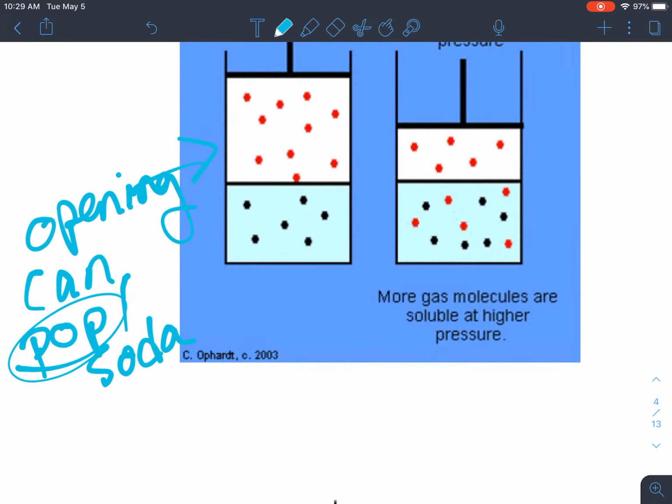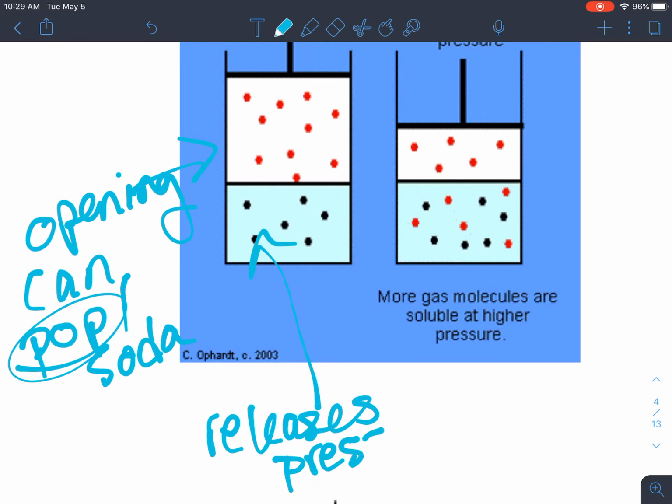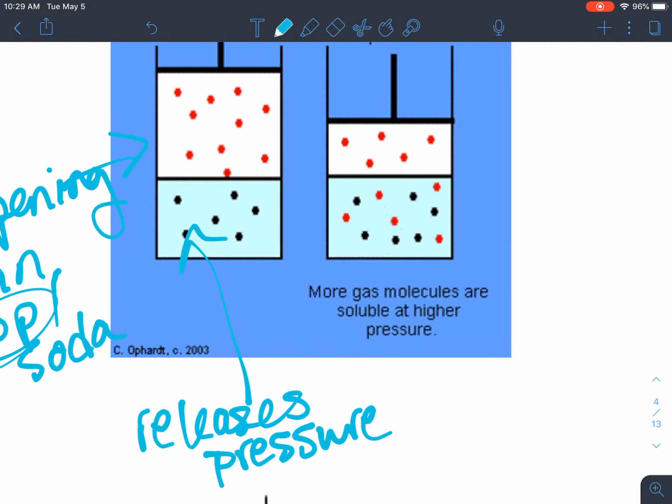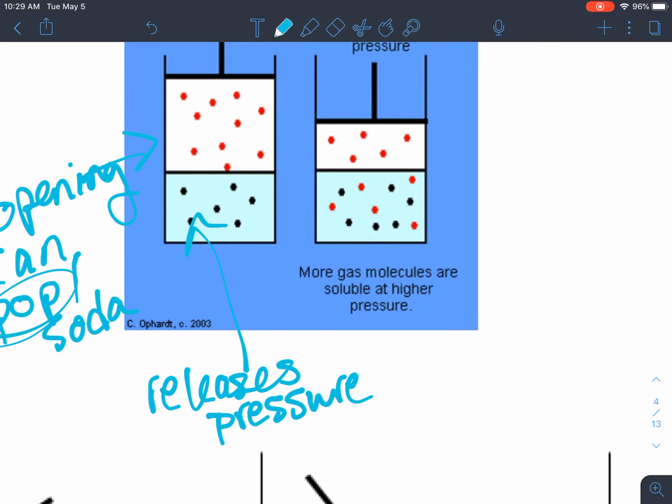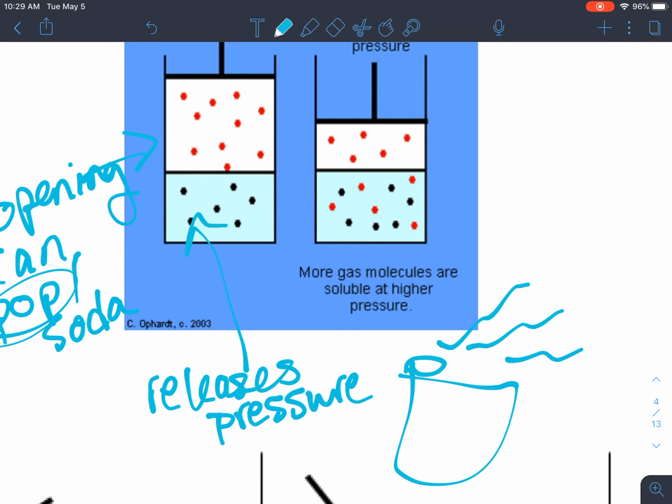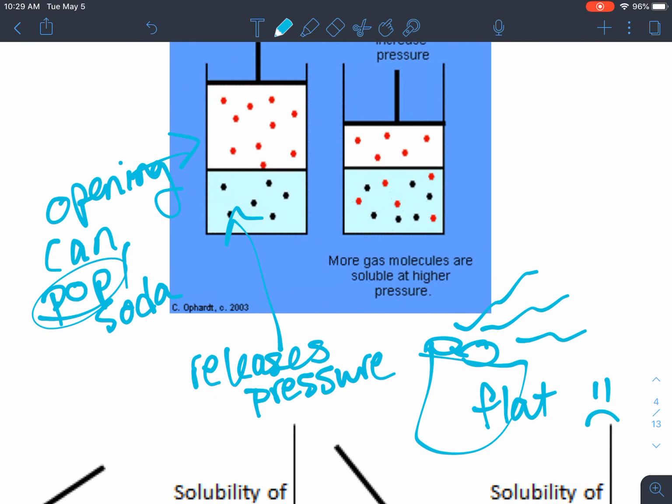But if you open it, that releases the pressure above that solution, and therefore eventually those gas molecules leave the little can of pop, and then it gets flat and it tastes gross. Well, maybe it tastes just the same. It's just we don't enjoy it as much because we don't get those little bubbles, that bubble sensation. Okay, but that's what's going on.